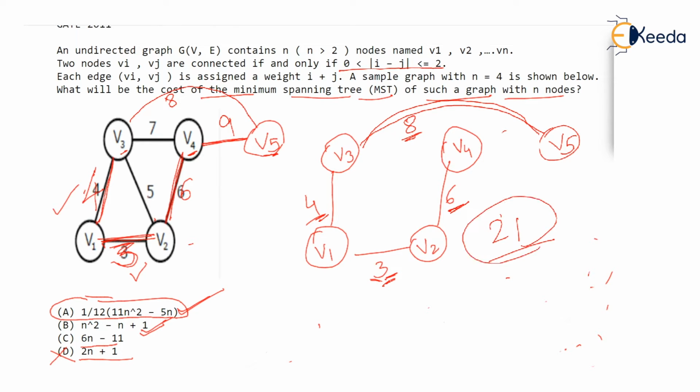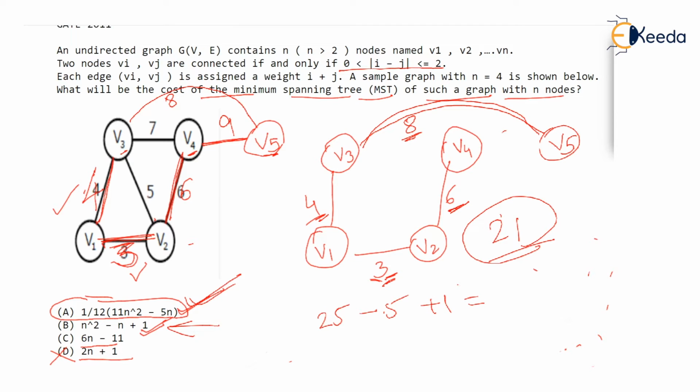If you solve the first formula, that is 1 by 12 into, now we have got 11 into 25, because n square is 5 square, minus 5 into 5, 5n, that is 25. If you solve this, you will not get 21. I am not solving it. But if you solve n square, the second option is n square, that is 5 square, 25, minus 5 plus 1. You will see that the answer over here indeed is 21.